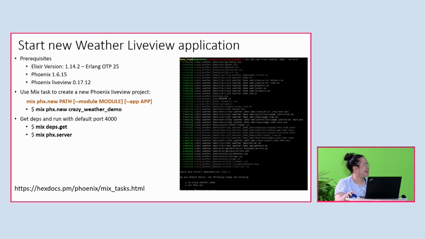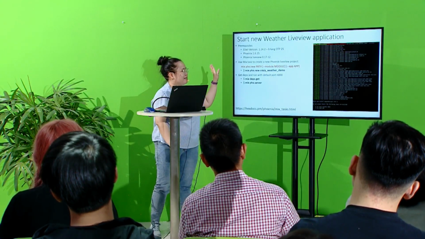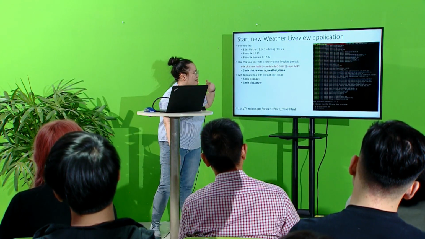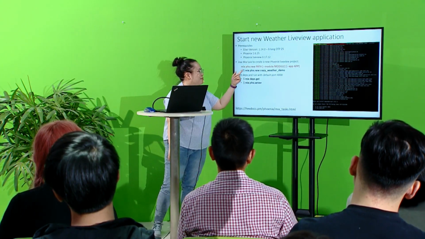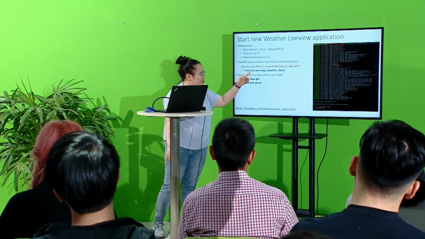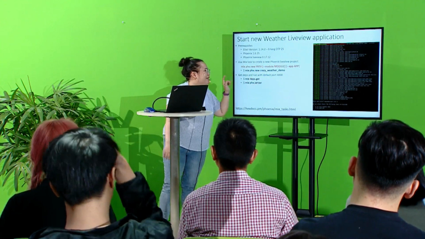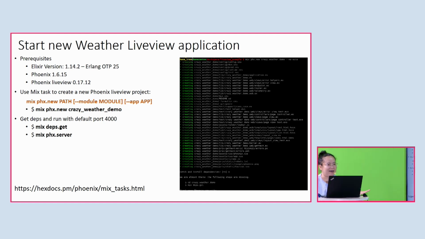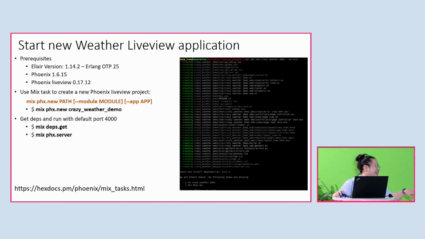Okay, to start the new weather app, I run with the latest version of Erlang. So you must install Elixir version 1.14.2, Phoenix 1.6.15, and LiveView 0.17.12. You can create it manually, creating the folder with the mix file, installing OTP and Elixir, then getting deps, compiling and running. But to make it easy, we can use mix phx.new, then the path of your project. So I create the project called crazy_weather_demo. It's crazy because you can see how crazy it is later.